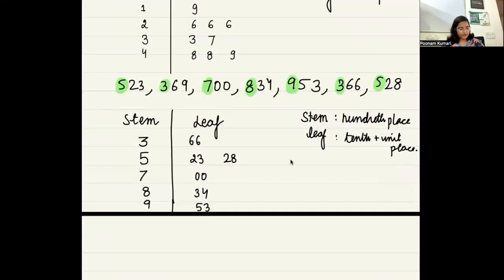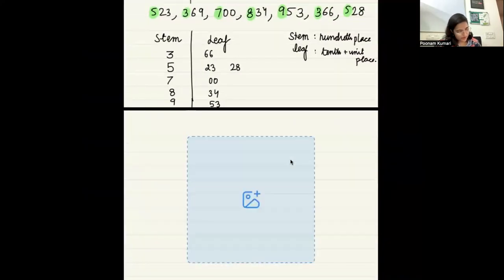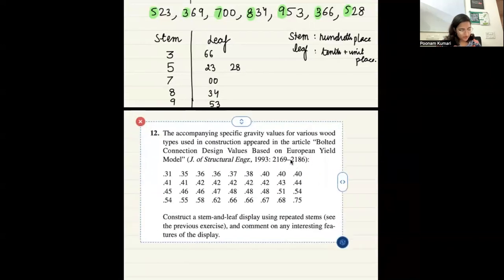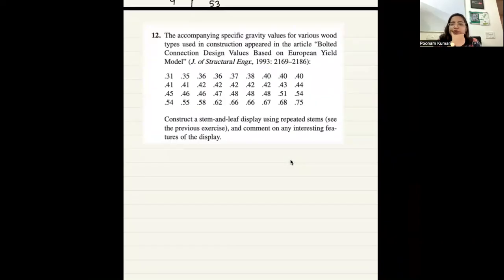All right. Okay, so we have the data available now. Let's see. Let's say you have something like this. This is a question from your book only. Let's try to solve this. So what is this question saying?